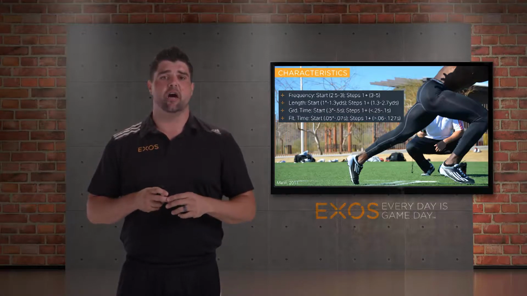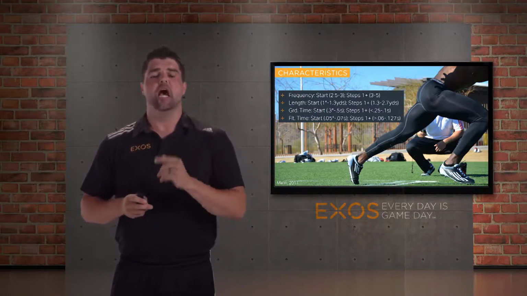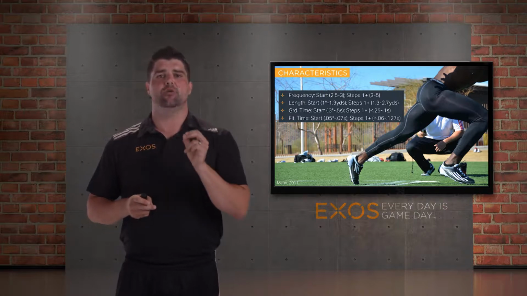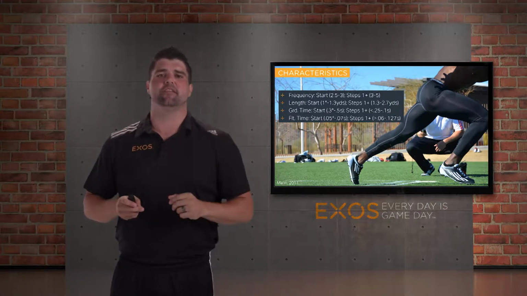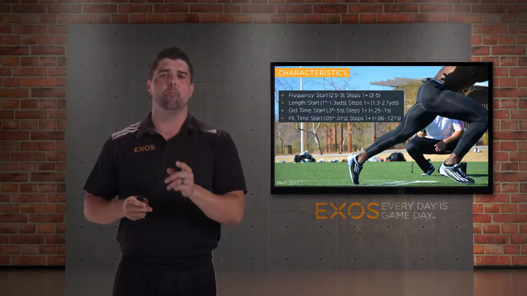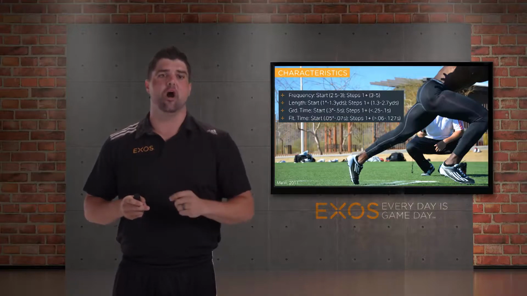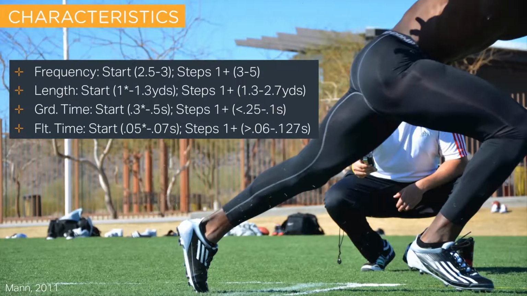Inevitably, those contact times approach 0.1 seconds. Elite sprinters are on the ground for 0.087 seconds, 87 milliseconds. Just goes to show how important force, direction, and velocity are. And then finally, flight time, you can see it here, 0.05 to 0.07 seconds of flight time out of the start. You can see how fast that is.